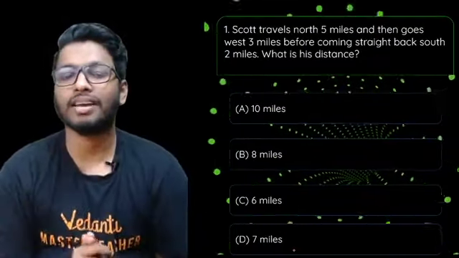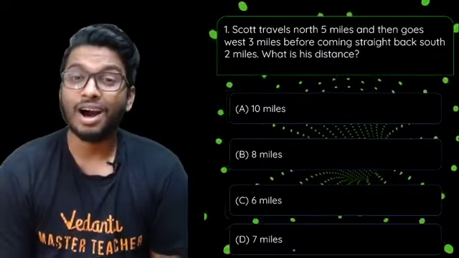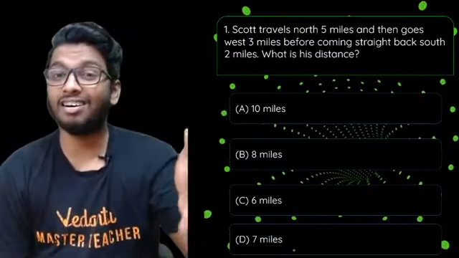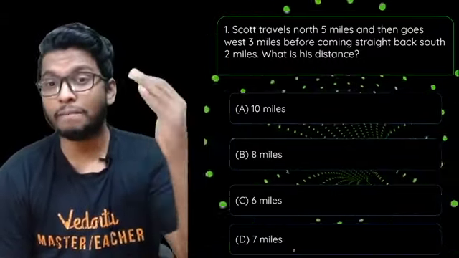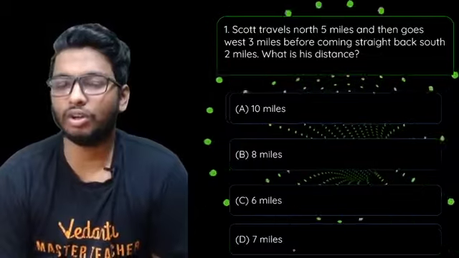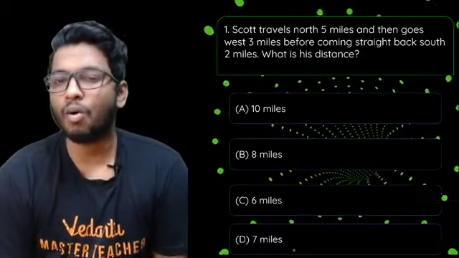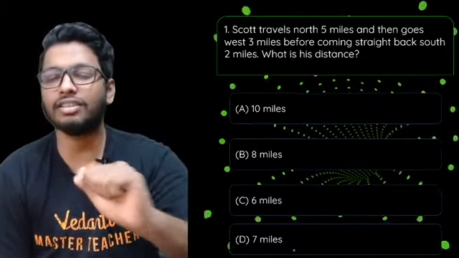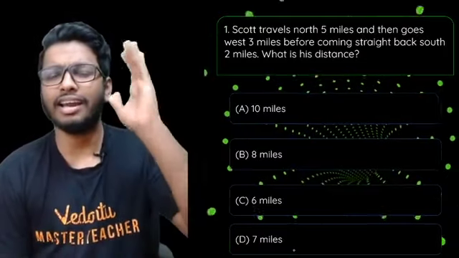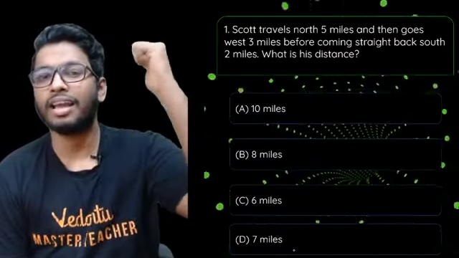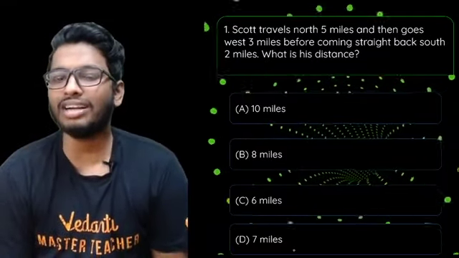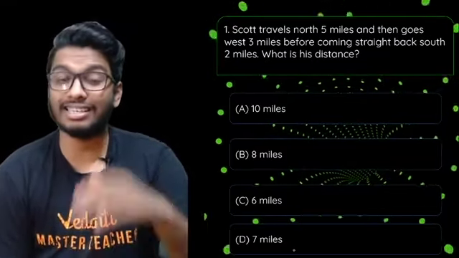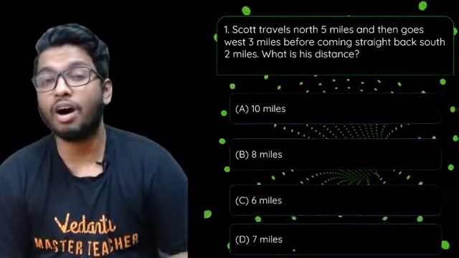So here's the question, guys. There's a guy called Scott who travels 5 miles towards north and then goes towards west 3 miles before coming straight back south 2 miles. So the question is, what is his distance traveled? One of the most simplest questions. He travels 5 miles north, 3 miles west and 2 miles towards south. So what is the distance? Is it 10 miles, 8 miles, 6 miles or 7 miles?